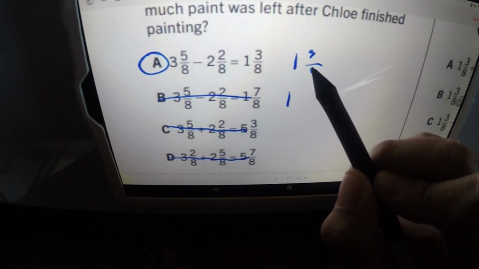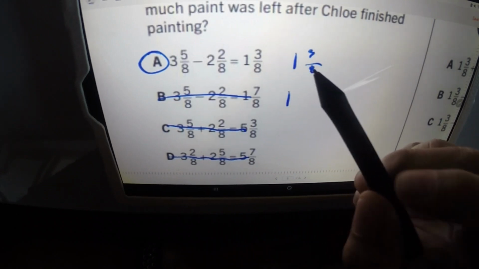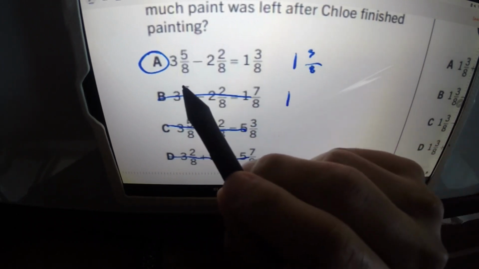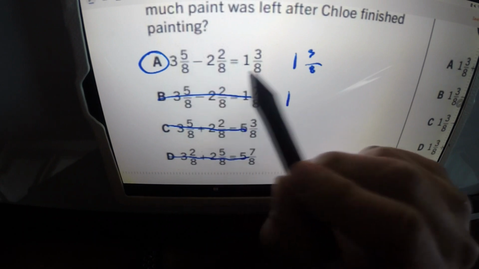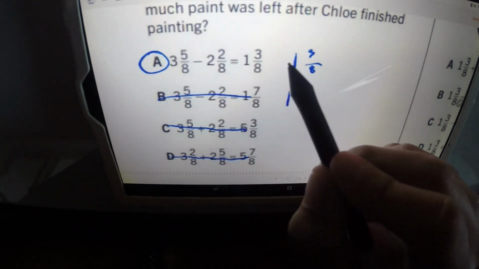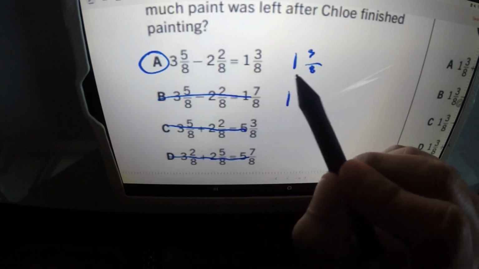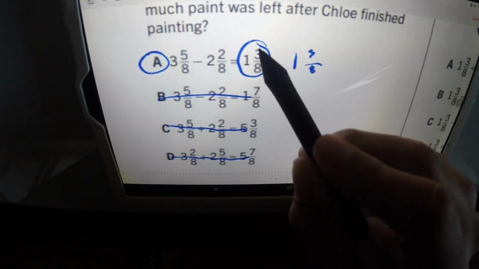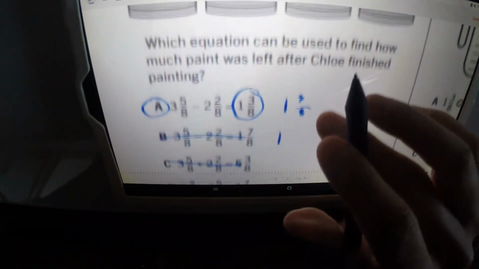Alright, now that is one way of doing it. The other, well, you know what? I'll just keep it simple. So this is the simple way of doing it. 3 minus 2, 1. 5 minus 2, 3, with a common denominator of 8. And that gives us our answer, 1 3/8. Easy peasy. And now they can visually do this as well too, right?